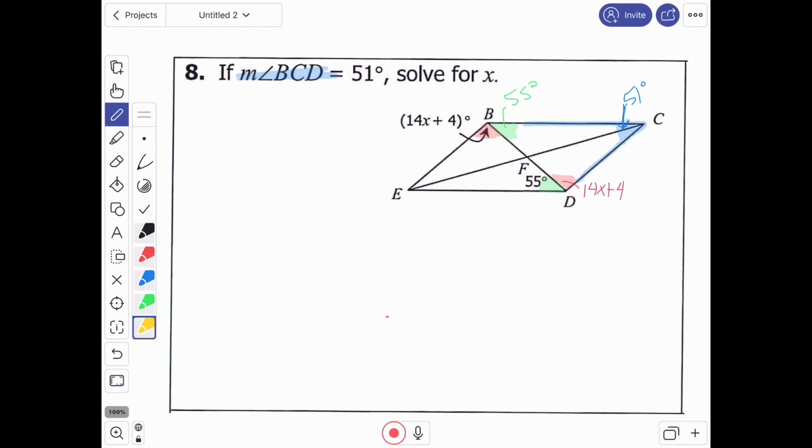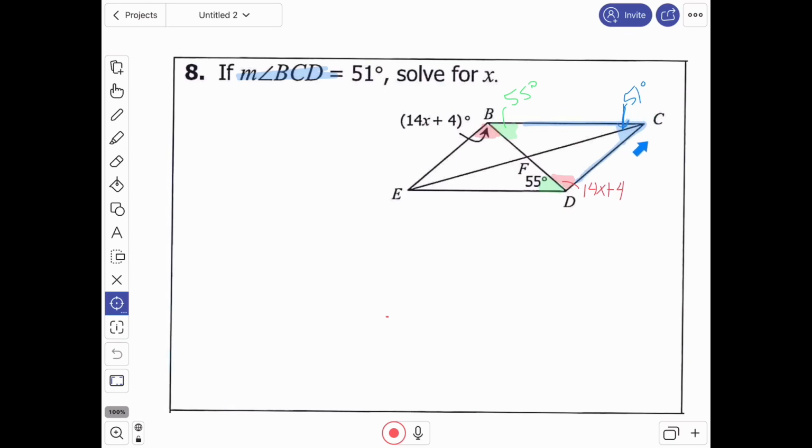Okay. Now I have a little bit more information to go off of. What happens is I've now created one full angle. If I take 55 plus 14x plus 4, I have this whole angle in my larger picture of the parallelogram. Okay, so there's an angle right here. This angle should be the same as these two angles up here, if you want to think about colors, red and green, red and green. Then I have this whole blue angle of my parallelogram over here.